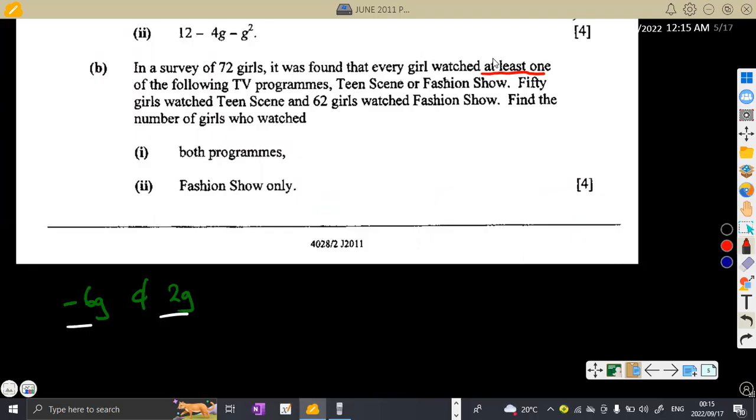So the question now is that these are the TV programs, the Teen Scene and the Fashion Show. 50 watched the Teen Scene, 62 watched the Fashion Show. Find the number of girls who watched both programs. So we can actually use the idea of sets here. Remember from your sets, both are the ones which are on the intersection.